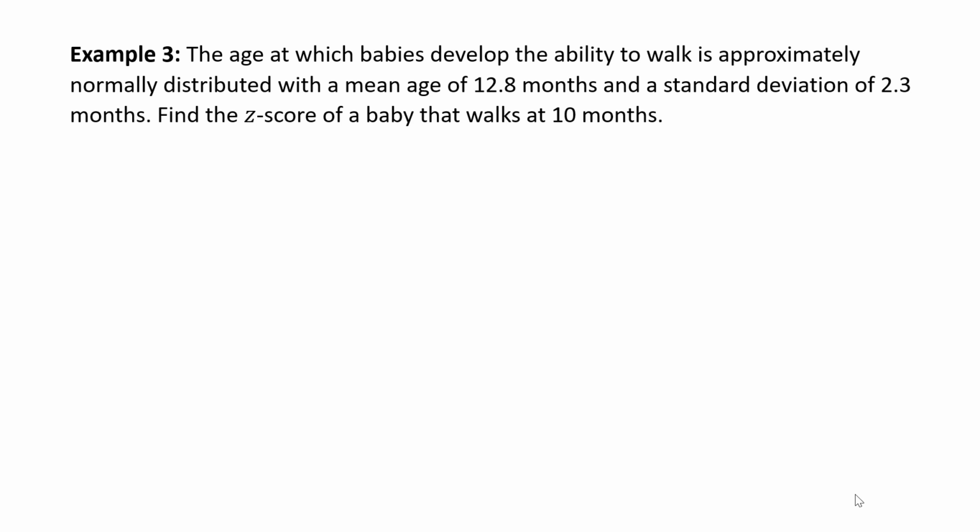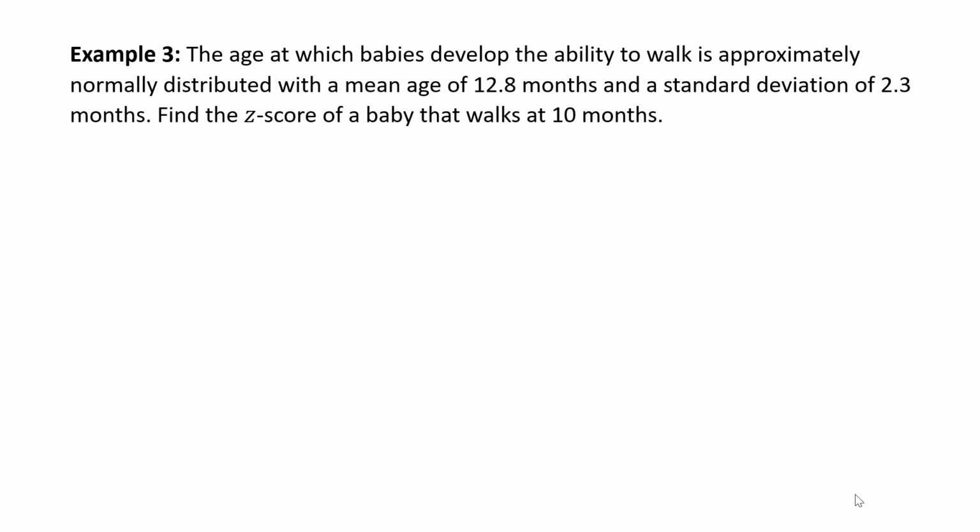Example: the age at which babies develop the ability to walk is approximately normally distributed with a mean age of 12.8 months and a standard deviation of 2.3 months. Find the z-score of a baby that walks at 10 months. Let's identify the formula that needs to be used here.